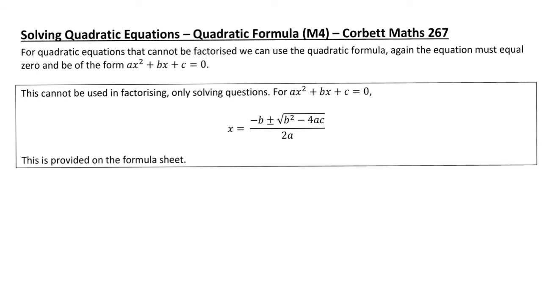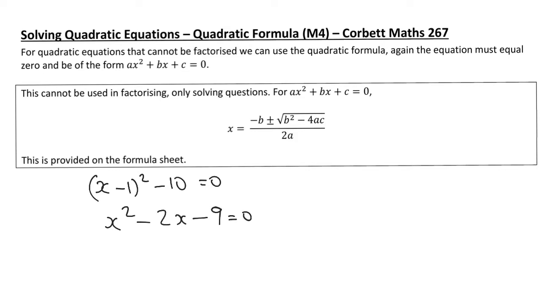Solving quadratic equations using the quadratic formula. In the last video, our last example was (x − 1)² − 10 = 0. And we said that if we had expanded the brackets and collected the terms, it came up as x² − 2x − 9 = 0.